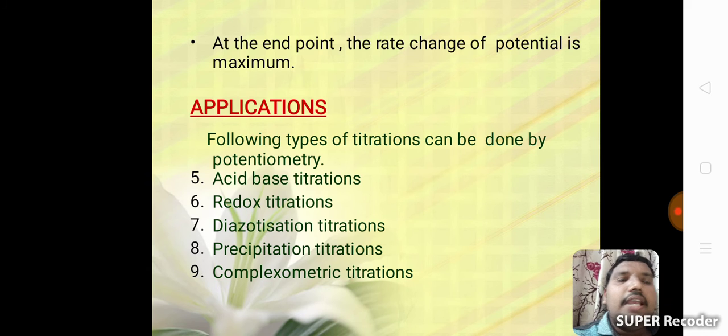See the applications of potentiometry. The following types of titration can be done by potentiometry: acid-base titrations, redox titrations, diazotization titrations, precipitation titrations, complexometric titrations. These are the potentiometric titrations.